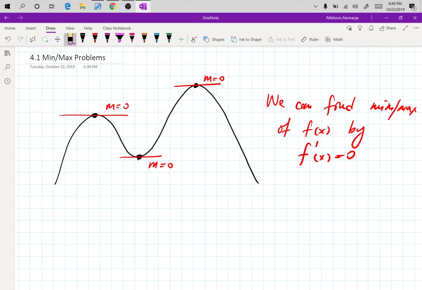Yes? What if you have a line that just ends? Would that not be on the derivative? Would it be an open hole?